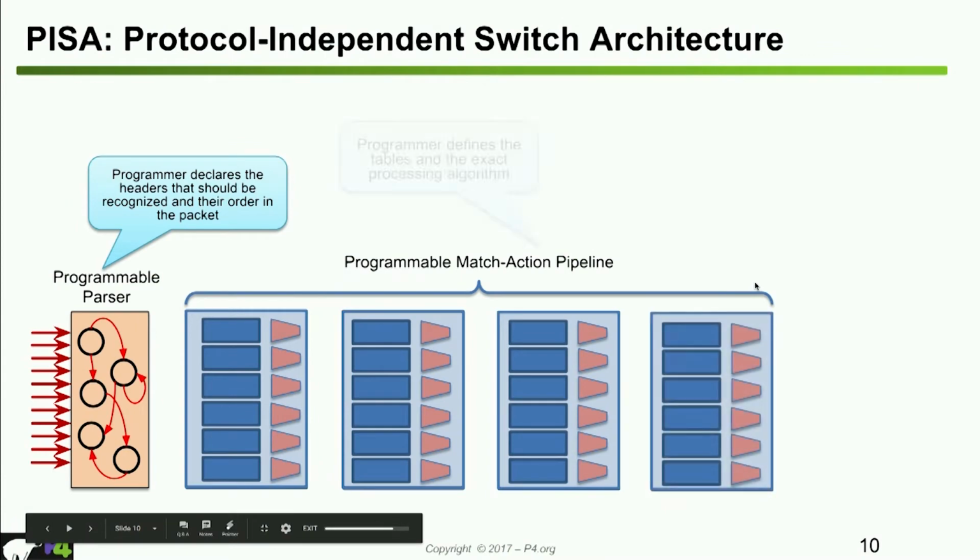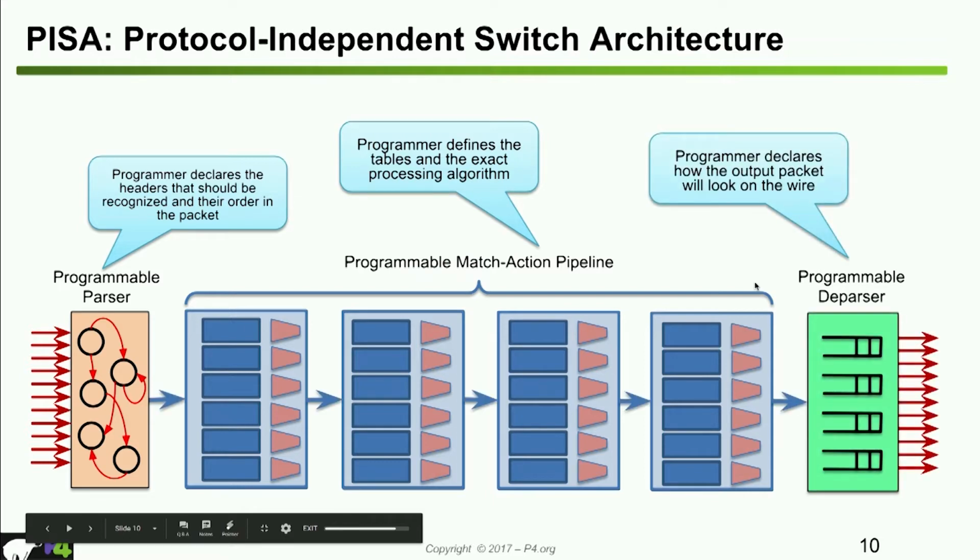PISA consists of a programmable parser, which is where the user defines the headers that they'd like to recognize and their order within the packet. Then there are the stages of match action processing, where the user defines the tables that they want to use in their algorithm and defines the exact packet processing algorithm that they're trying to express. And there's also the deparser, which is responsible for putting the final headers back together to form the final packet.